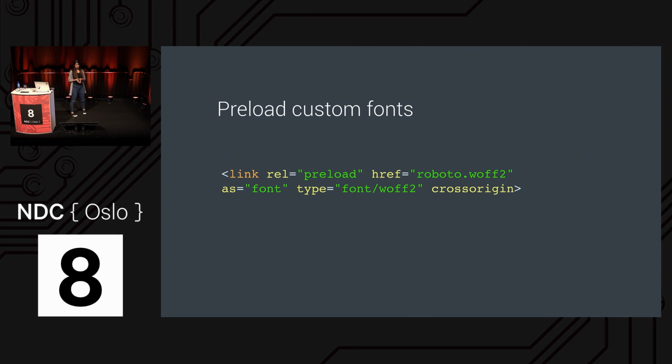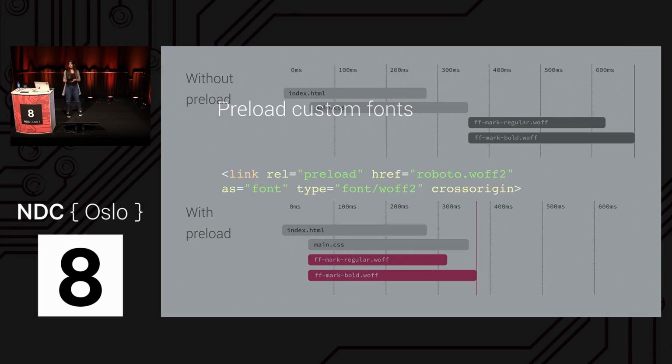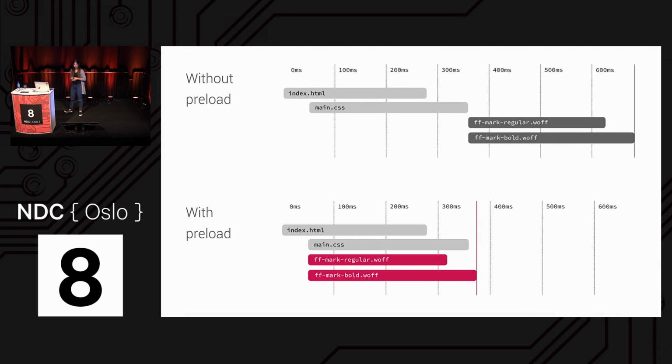Add a link rel preload with the font as href. I mention that it's as font, and also be more specific with type font/woff2, and make sure to add the crossorigin attribute, because this is to avoid double requests. And this is what we get. The fonts will simultaneously load with the CSS file. So this avoids the flash of unstyled content and avoids blocking the page rendering.